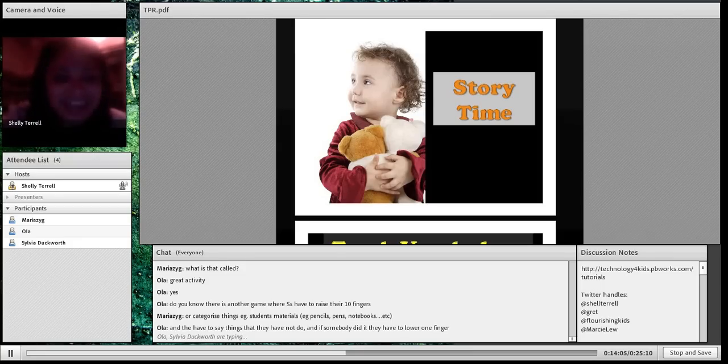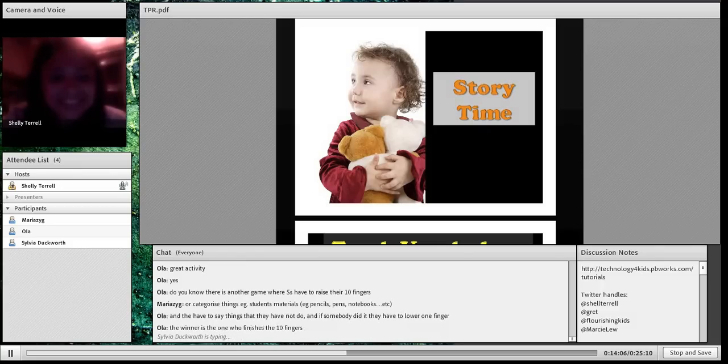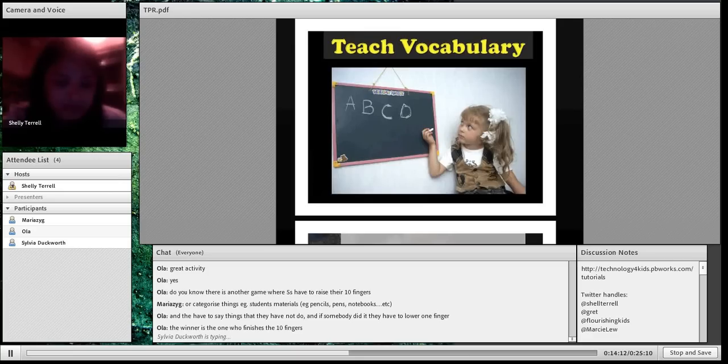And the next one, let's see, here we go. Where did it go? Okay. Is a great way to teach vocabulary. Now this is where adults come in. Especially when you're doing verbs.